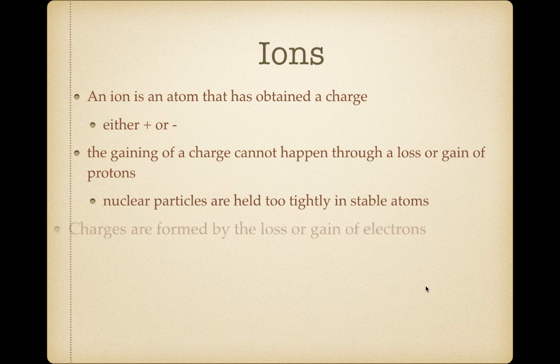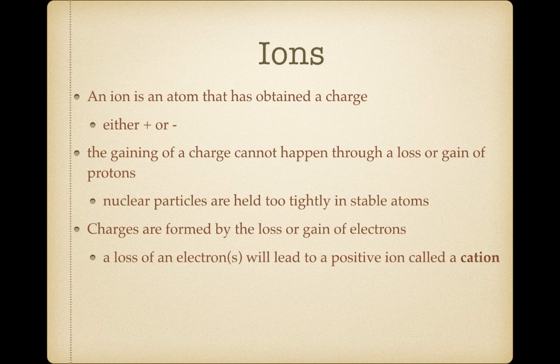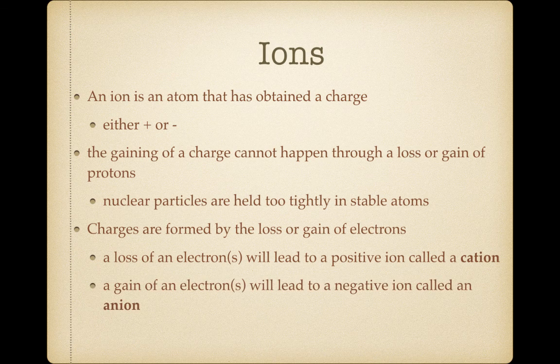And so instead, the way ions are formed is by the loss or gain of electrons. So that's the only way our ions are going to be formed in this class, is by the loss or gain of electrons. Now, anytime electrons are lost, then you have more positive charges in the protons than you have in the electrons, and you end up with a positively charged ion. We call that a cation. And if you gain electrons, well, now you have more electrons than protons, and you end up with a net negative charge on that ion. And so we call those negative ions anions.